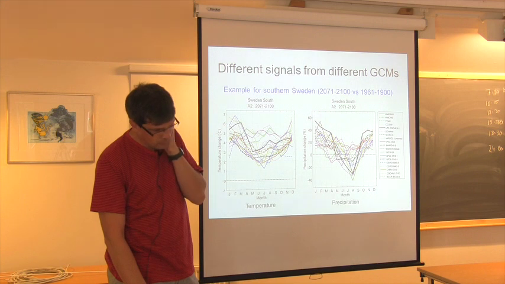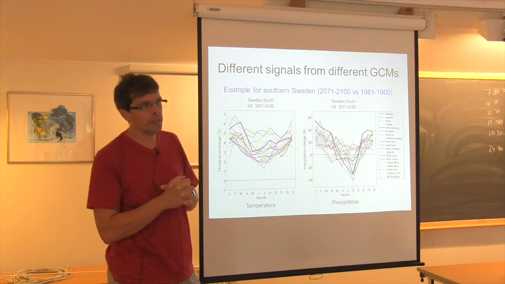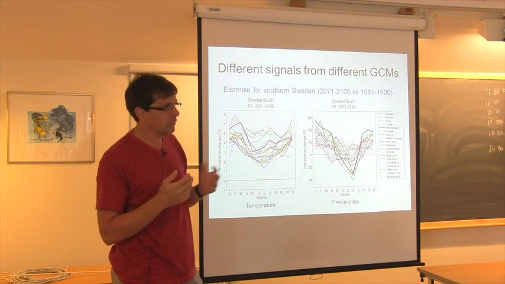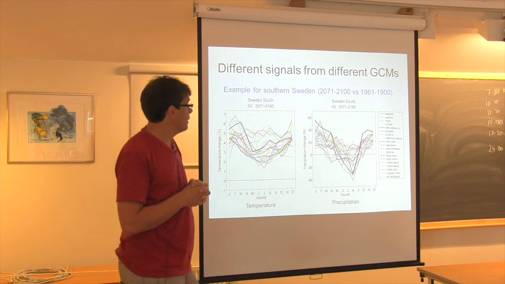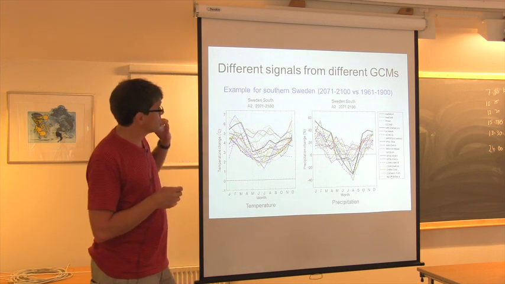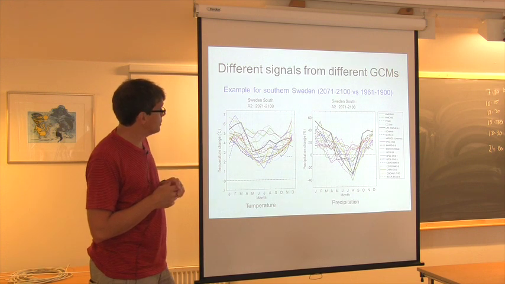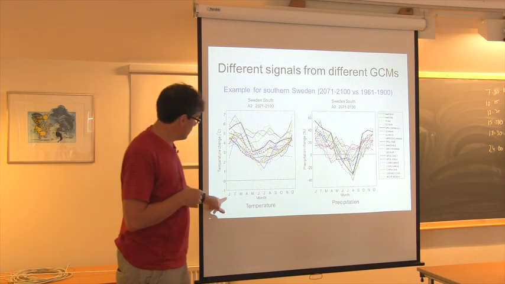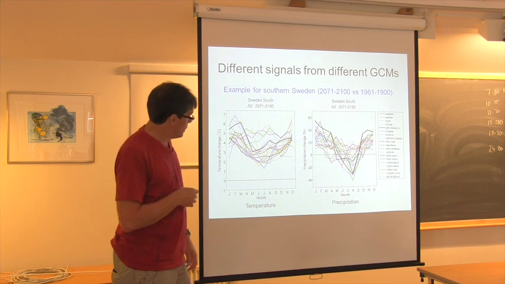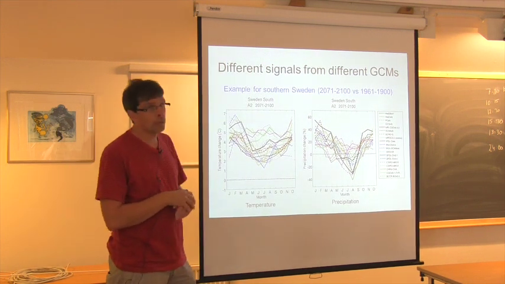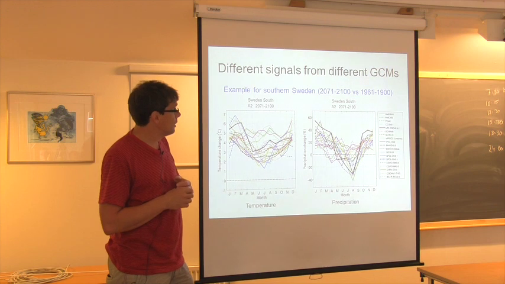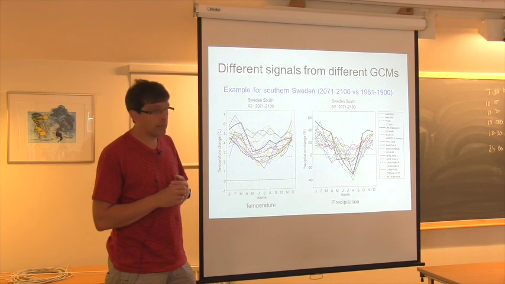If we look first at different global climate models, as all models include a lot of simplifications, and they are just models and nothing else, and they include different simplifications, they are different. All models will produce different results. This is quite simple to understand. These two graphs show climate change signals for a part of Sweden. These are annual cycles for different months. Changes in temperature here, and precipitation to the right, from approximately 20 different global climate models for one particular climate change scenario.